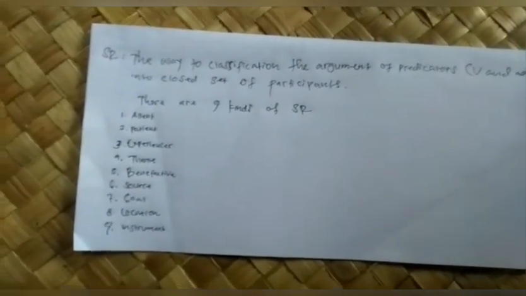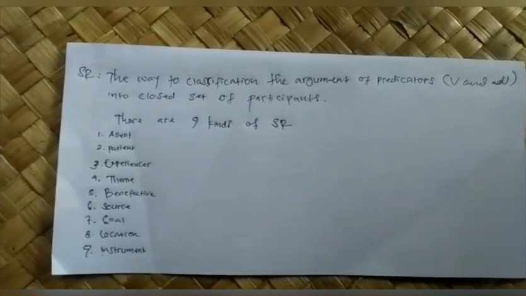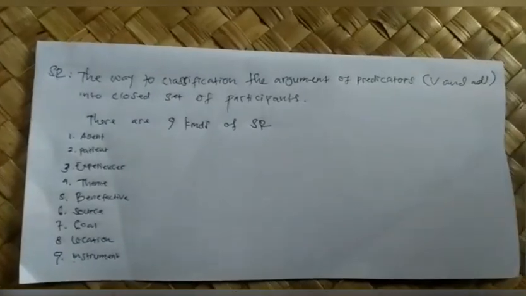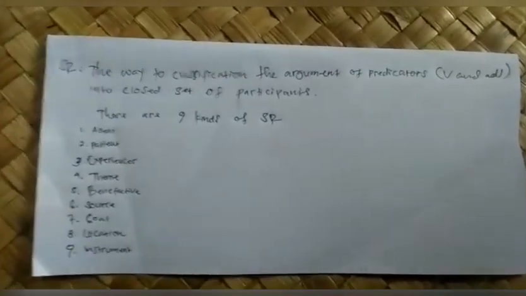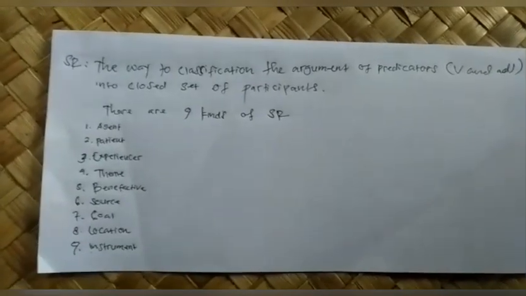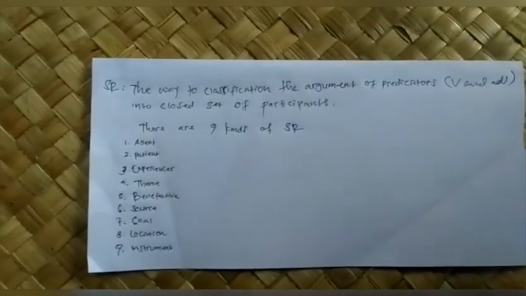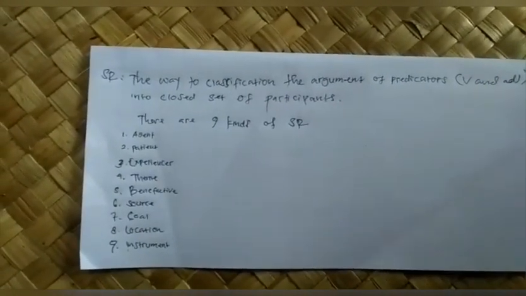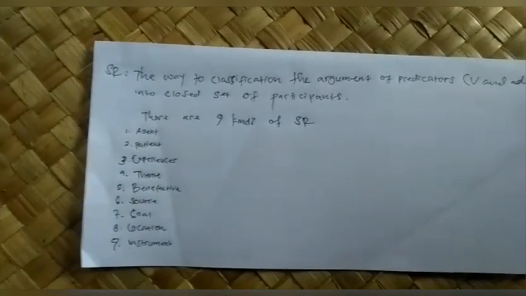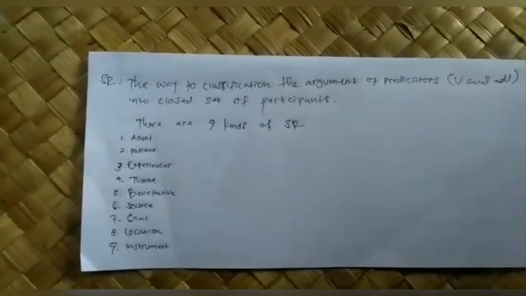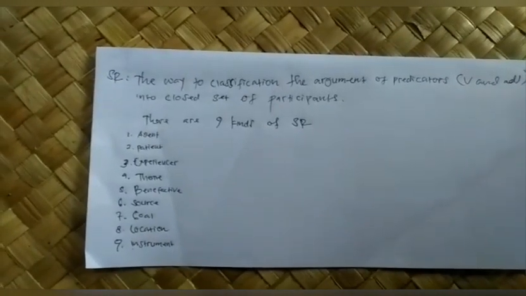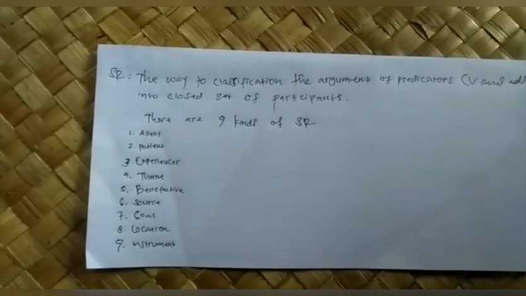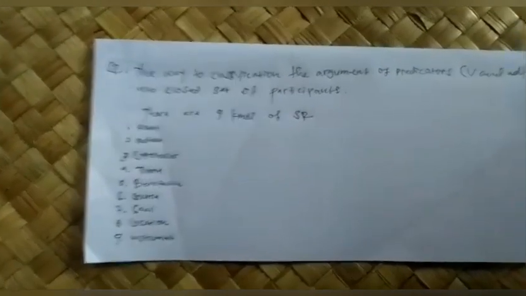In this session I'm going to tell you about the definition of semantic roles. Semantic roles are a way to classify the arguments of predicators, verbs, and adjectives into a closed set of participants. It means that we classify the kinds of words in the sentence. It's a little bit like syntax, but in semantic roles we look for the meaning and the purpose of the word.